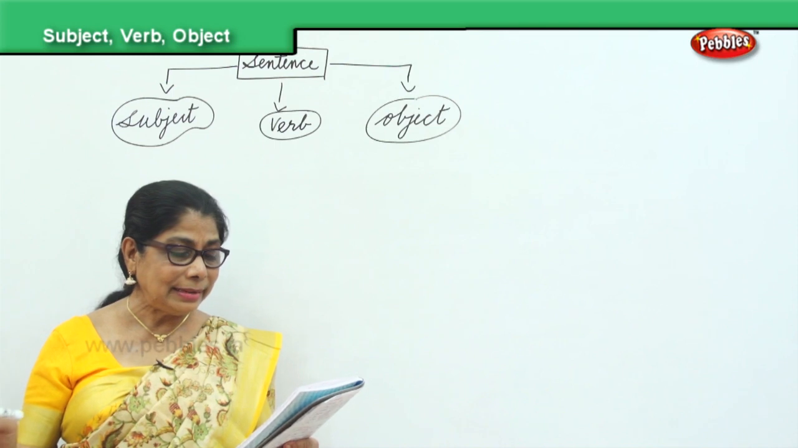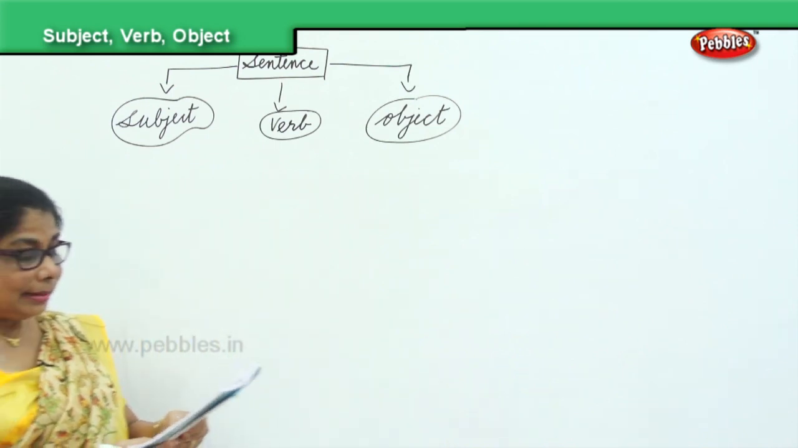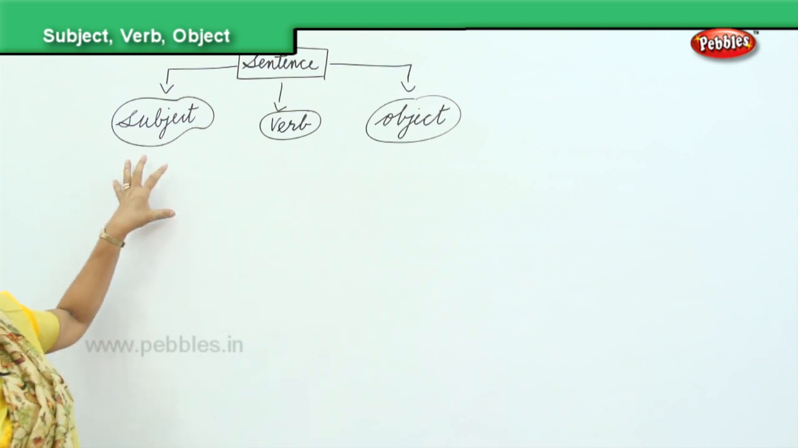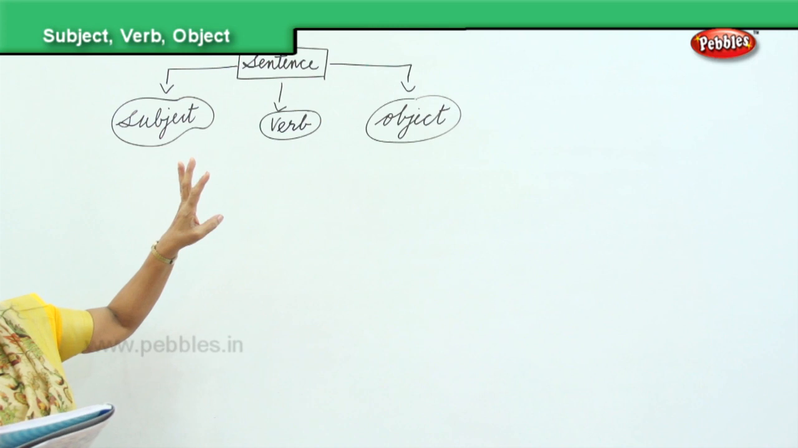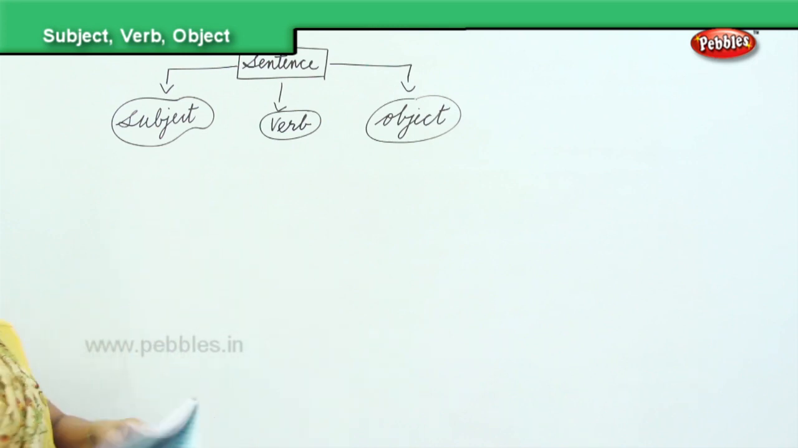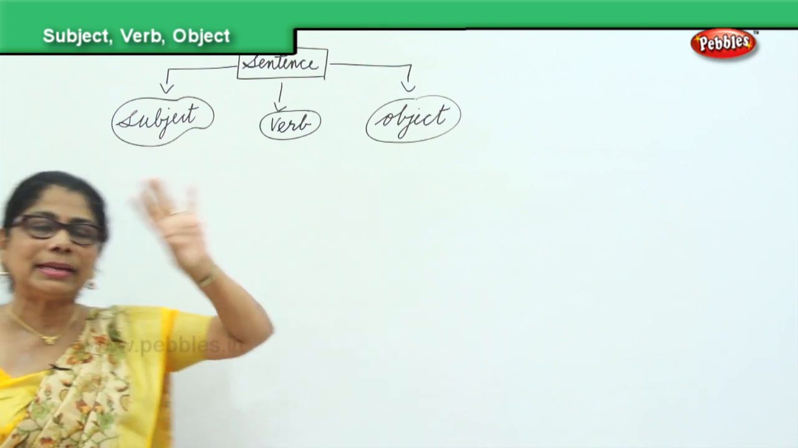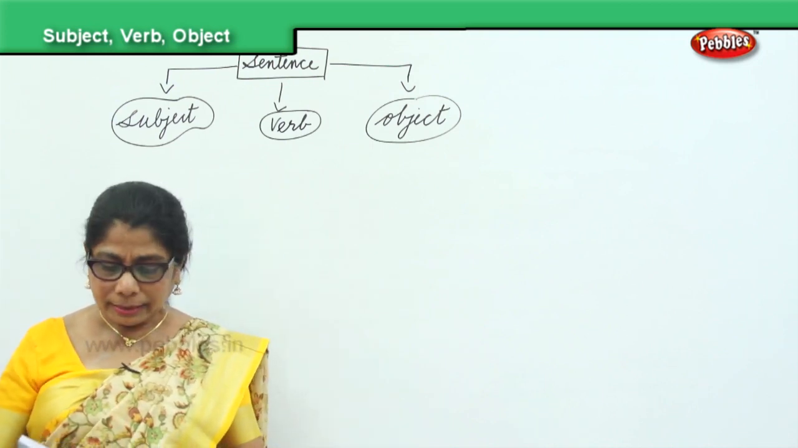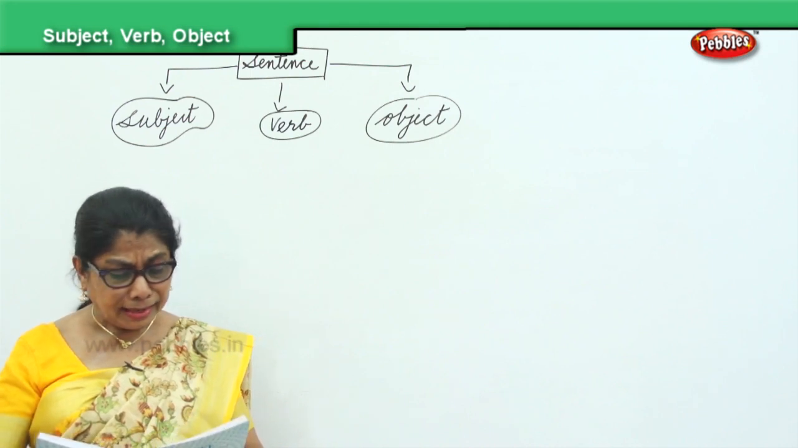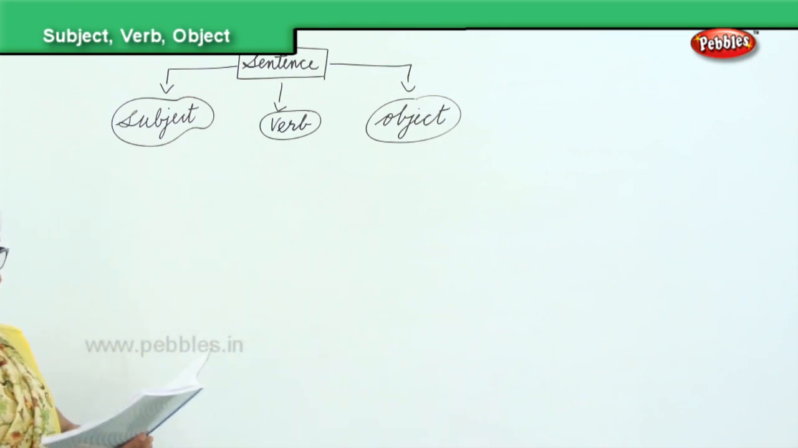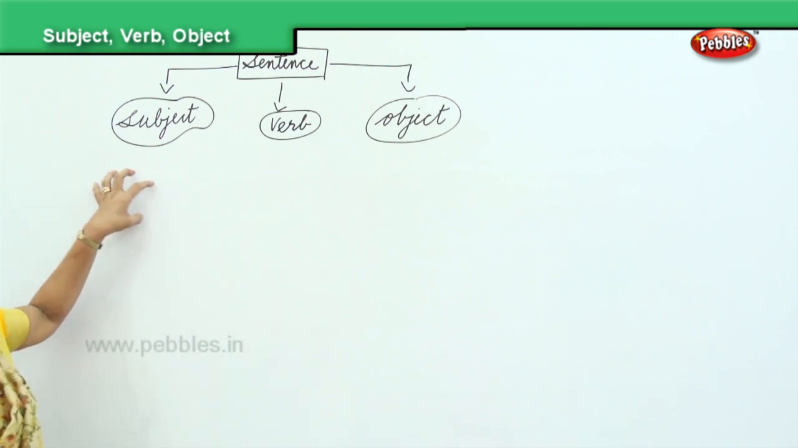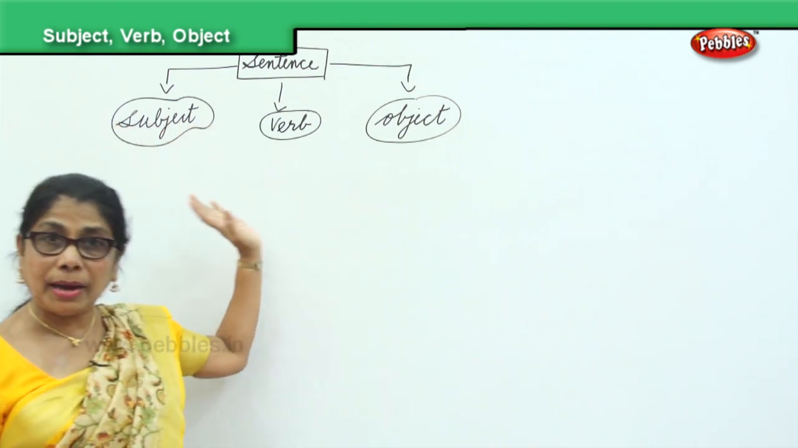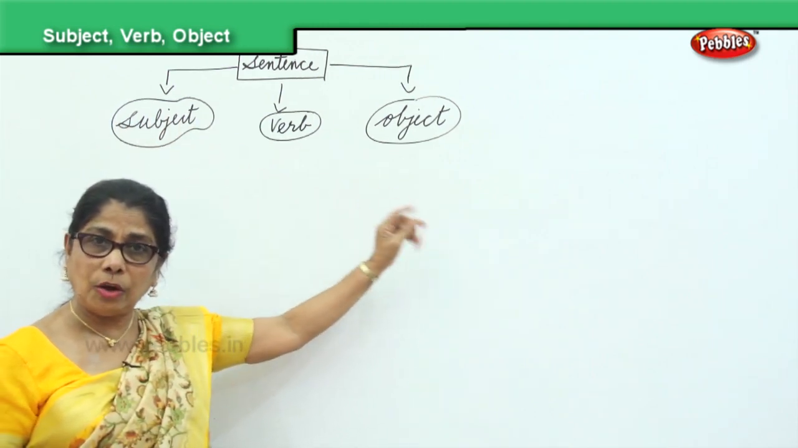Now, a sentence has a word that does the action. It's called the subject. What does the subject do? It's doing some action. It generally comes at the beginning of the sentence, and that subject does something. The subject can be a noun or a pronoun. So, every sentence has three parts: subject, verb, and object.